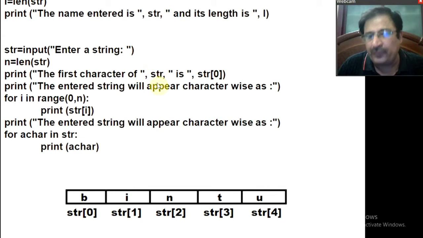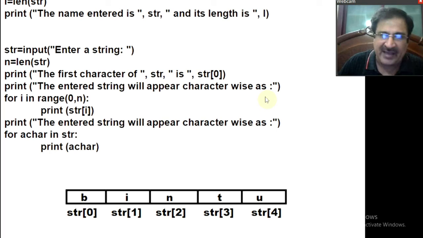The first character of Bintu is str[0]. If it displays B, that means obviously the first character is assigned to the index location 0. So the output will be: the first character of Bintu is B. The entered string will appear character-wise as, I'll be explaining two methods of displaying a string character-wise. This is the first method where I am using the index location to access the character in the string.